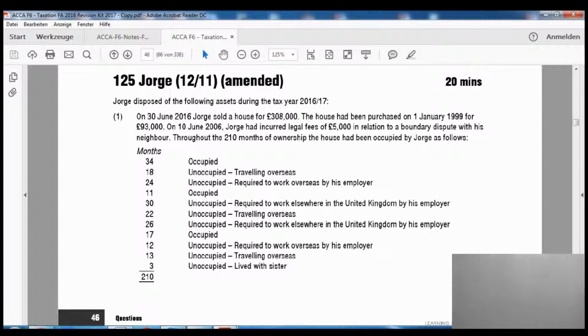Right? After that, it says, throughout the 210 months of ownership, the house had been occupied by George as follows. Now this is the period of ownership and occupation. The period of ownership is 210 months and occupation is given just beneath that. Now let's read the requirement first. What does it say?